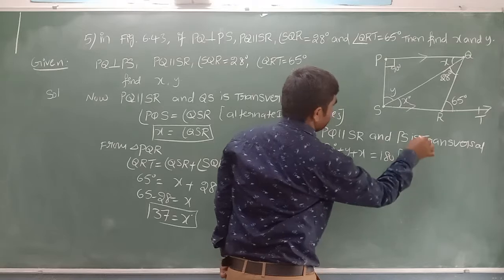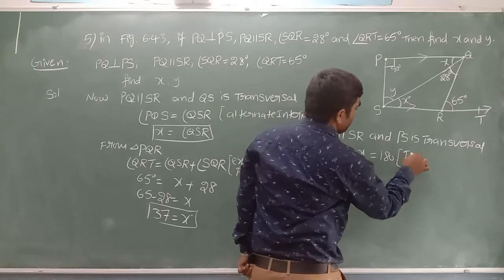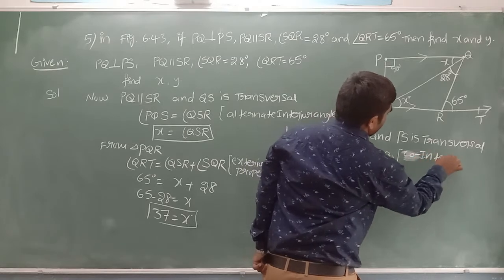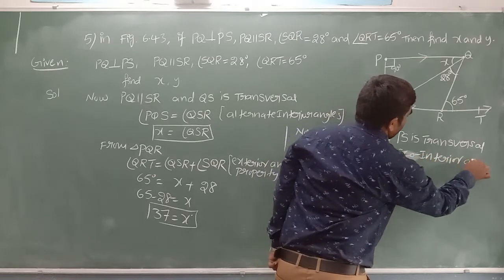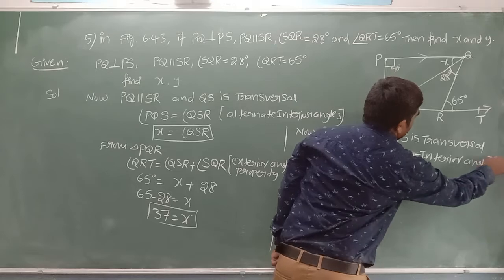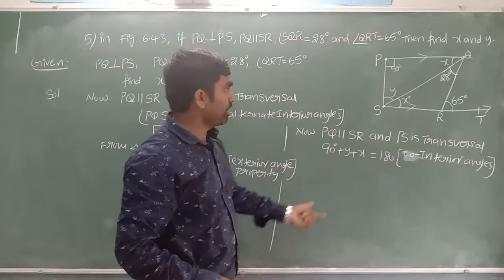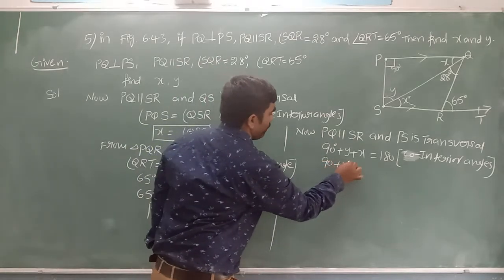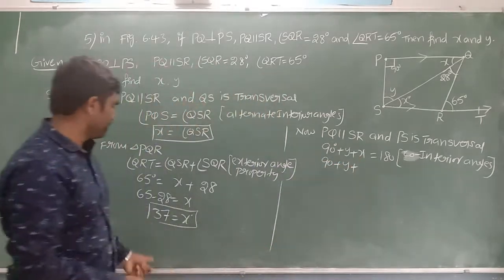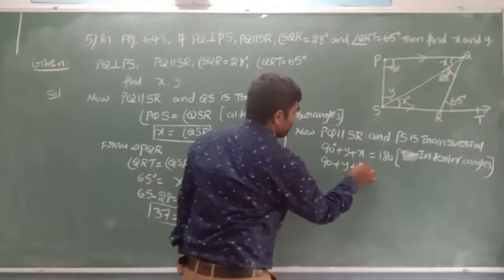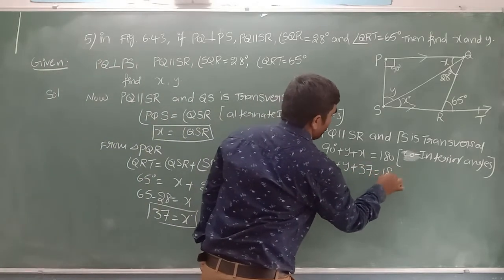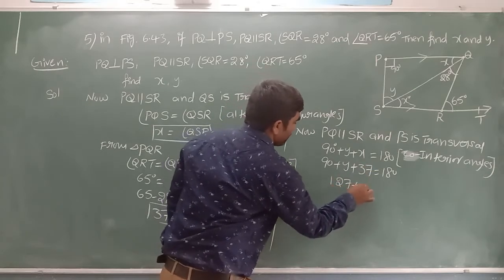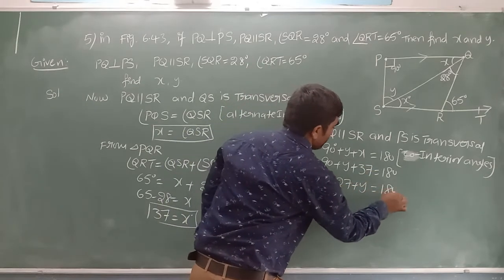The reason is interior same side angles, or we can write co-interior angles. We know that co-interior angles are always supplementary. 90 degrees plus y plus x, and what is the x value? 37, is equal to 180. 90 plus 37, 127, plus y is equal to how much?